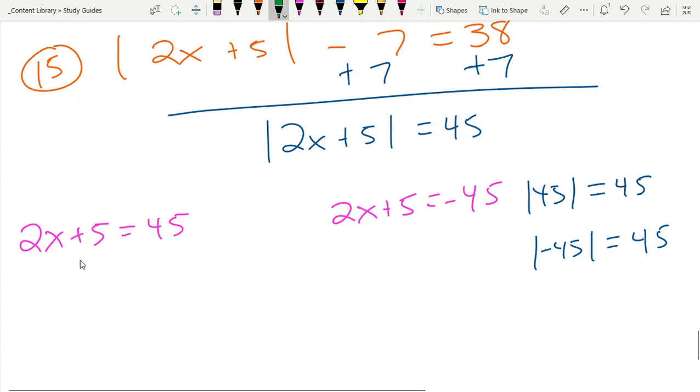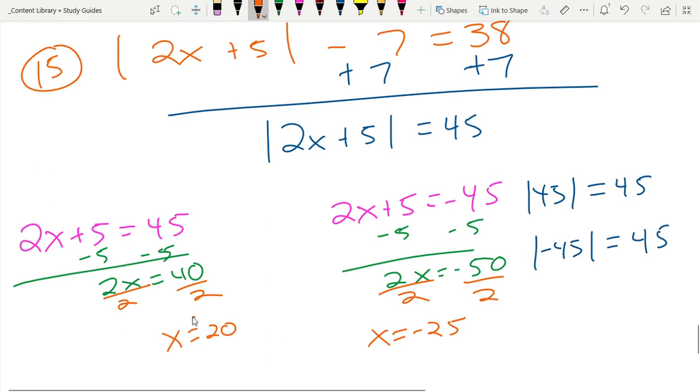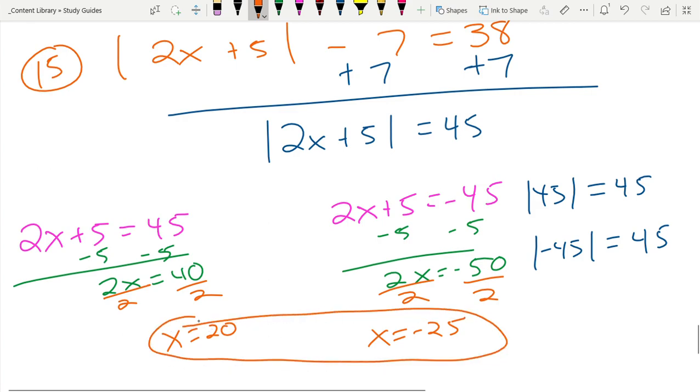And then we can solve them. Subtract 5, subtract 5, subtract 5, subtract 5. Get 2x equals negative 50, and 2x equals 40. And we're going to divide by 2, divide by 2, divide by 2, divide by 2. And I get 20, and I get negative 25. And those are my answers.